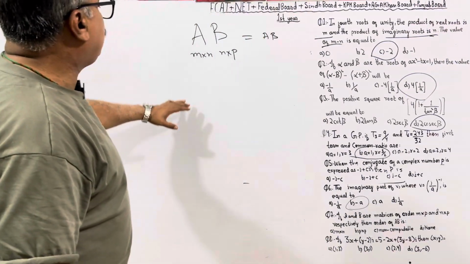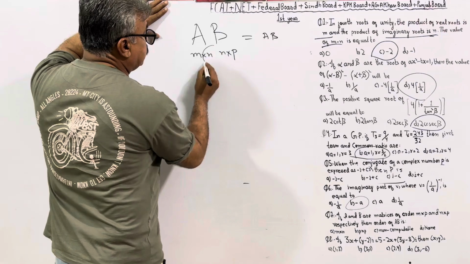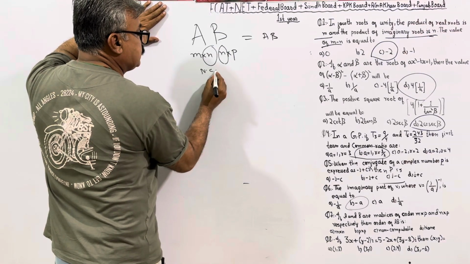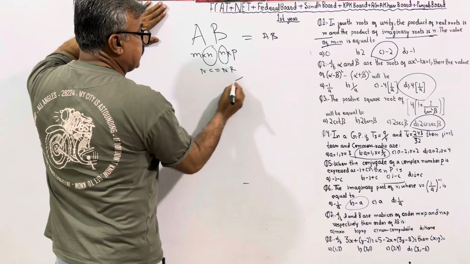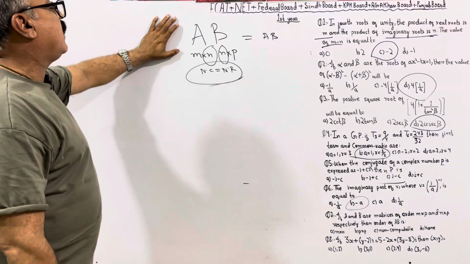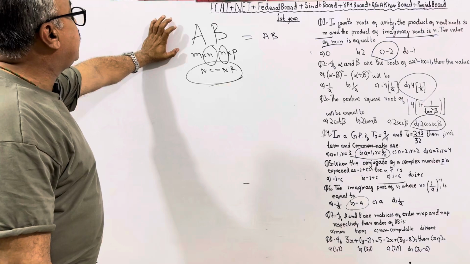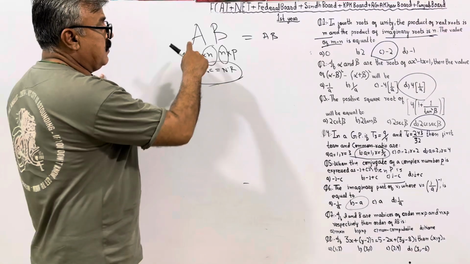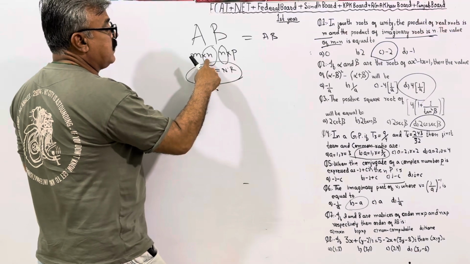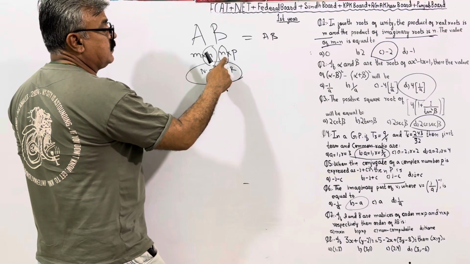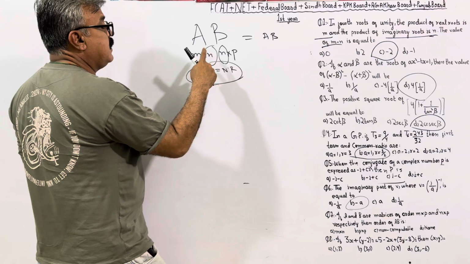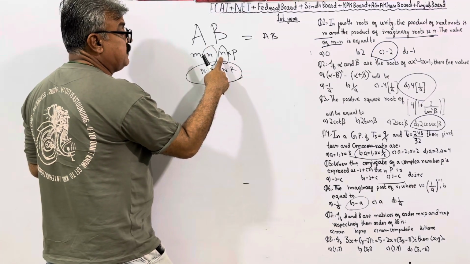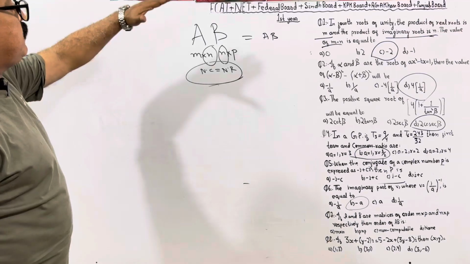We are familiar with this: if the number of columns of the first is equal to the number of rows of the second, then they are conformable for multiplication. The number of columns of the first matrix is equal to the number of rows of the second matrix. Then we are in a position to multiply the matrices.